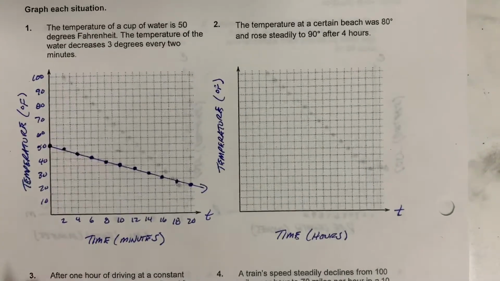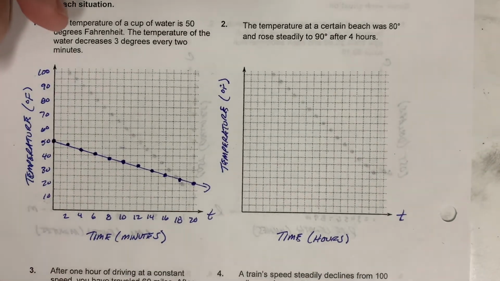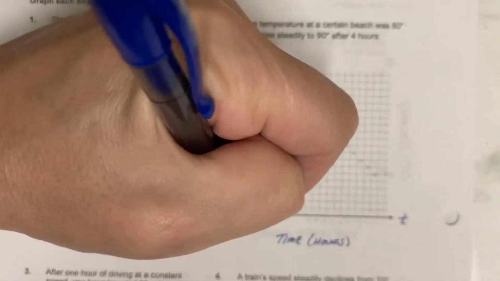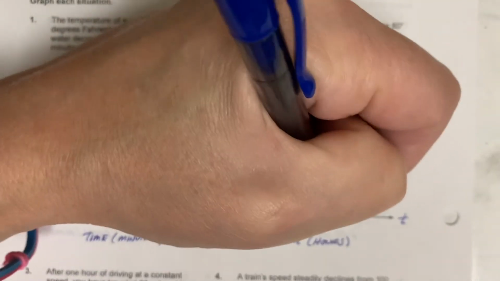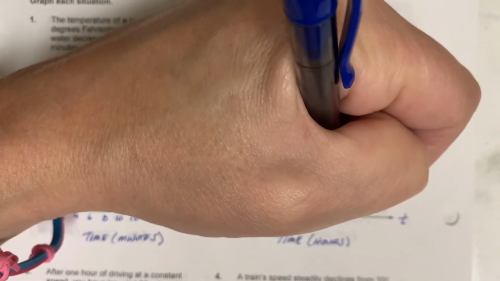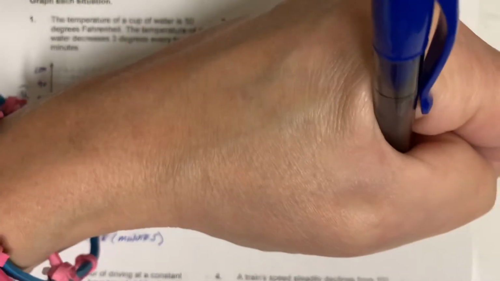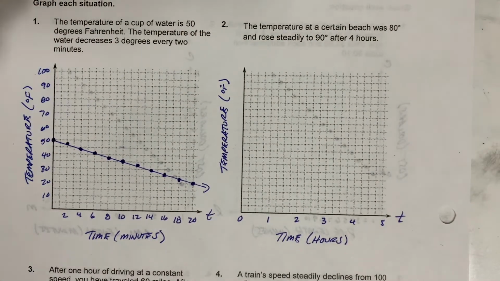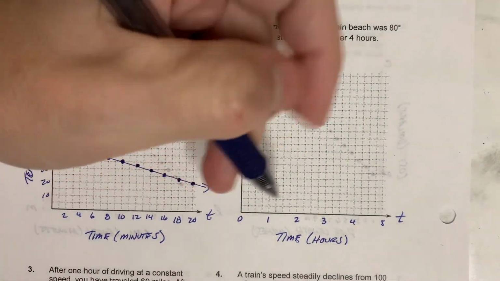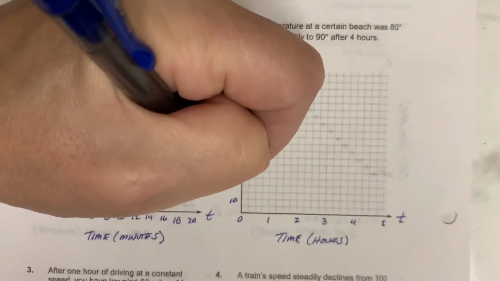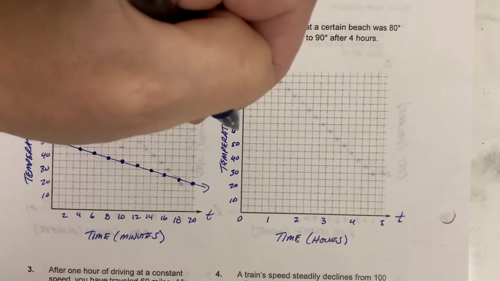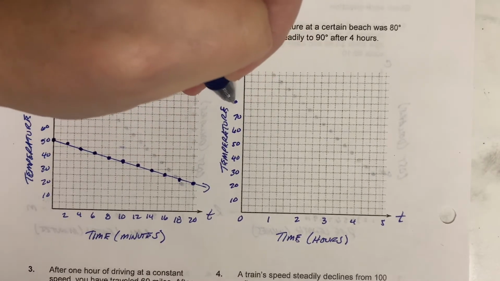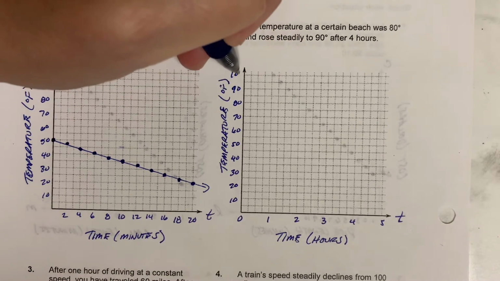All right, so we're going to let the time go up. Let's see, if I skip 4 boxes, 0, 1, 2, 3, 4. So it'll be 1, 2, 3, 4, and 5 all the way over there. And I'm going to let each one of these grid lines for temperature be 5 degrees. So 10, 20, 30, 40, 50, 60, 70, 80, 90, and 100.